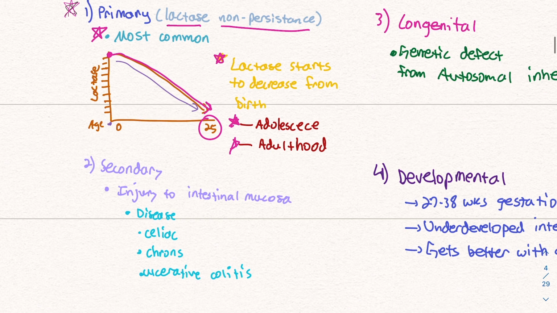Then we have secondary lactose intolerance. Now this is a little less common. These next three are less common. When you have an injury to your intestinal mucosa, this tissue in your intestine, it's caused by some kind of disease. So celiac disease, Crohn's disease, ulcerative colitis. I don't have time to get into these. You can Google them. These are all different types of intestinal conditions that could affect the lactase that your body has.